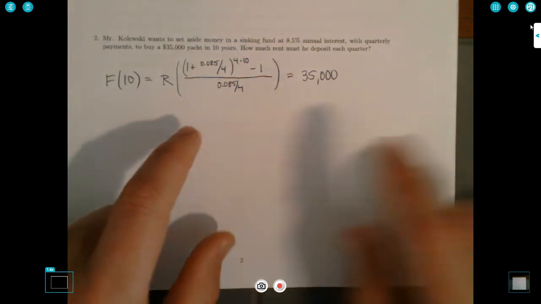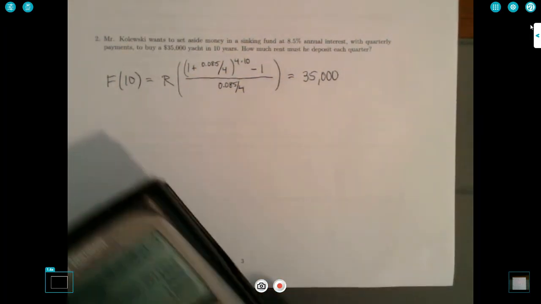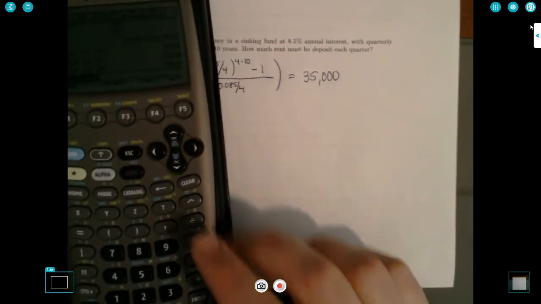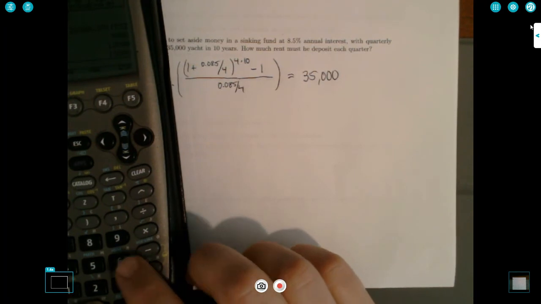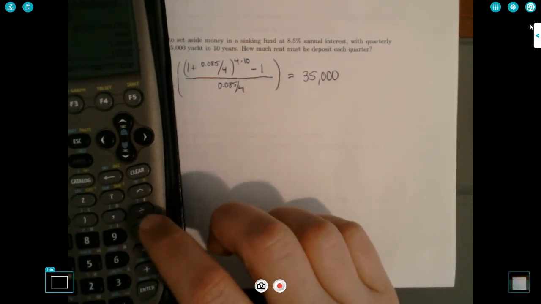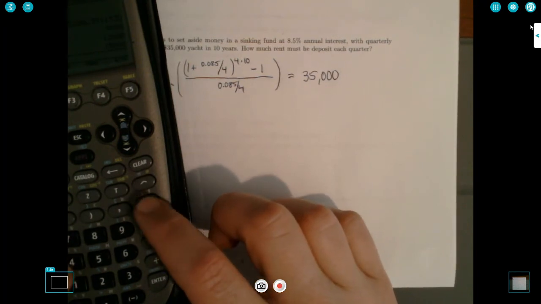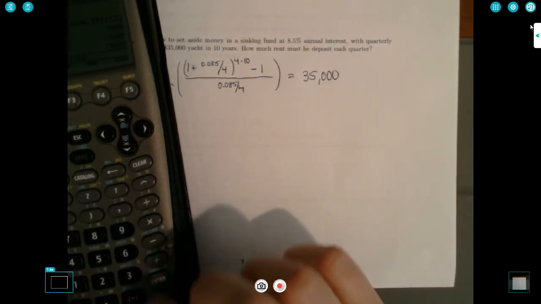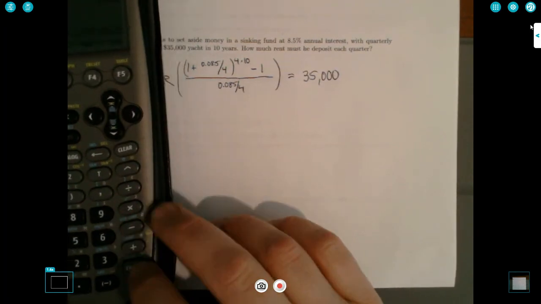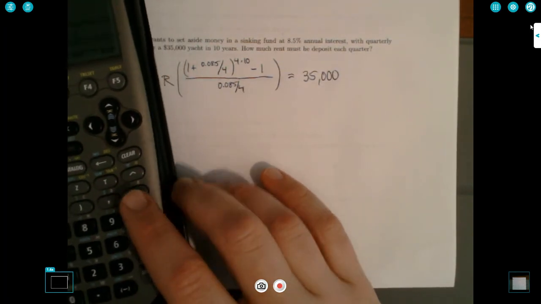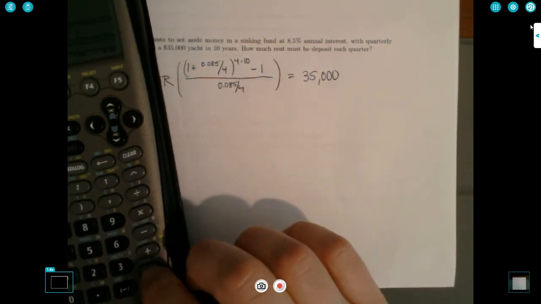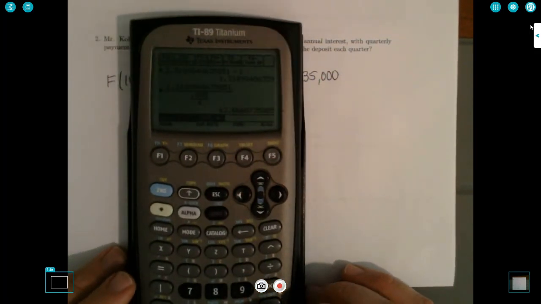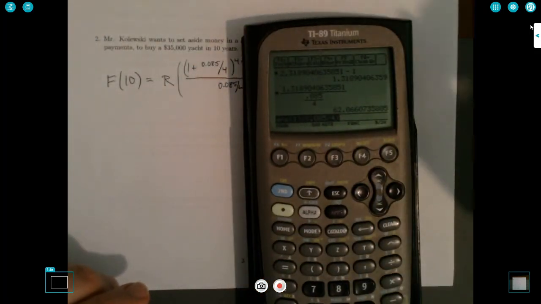Okay, so I'm going to punch this stuff into my calculator, right? So I'm going to do 1 plus 0.085 divided by 4 to the 4 times 10. Then I'm going to subtract 1, and then I'm going to divide that by 0.085 divided by 4. So that's 62.06 blah blah blah.